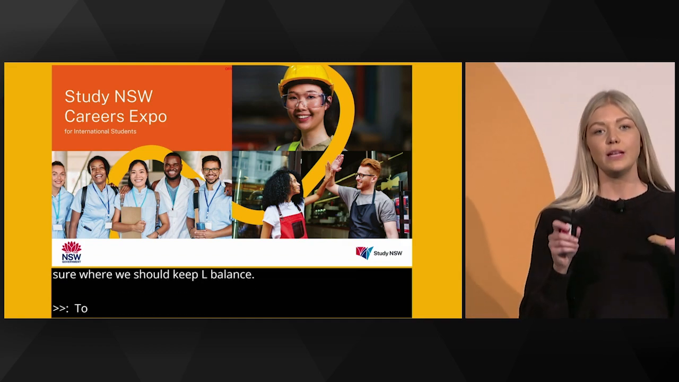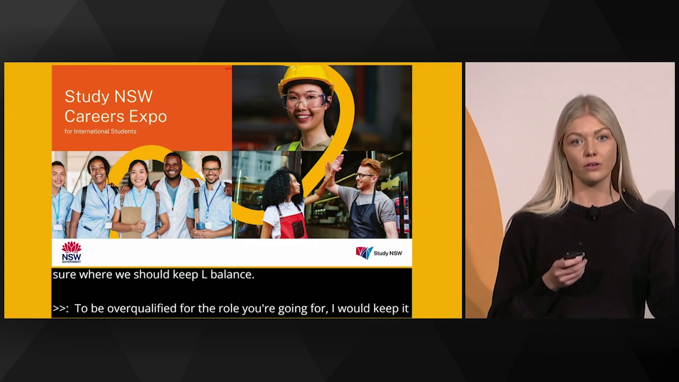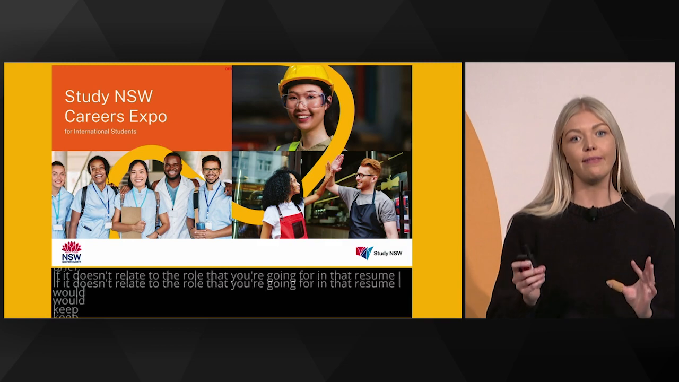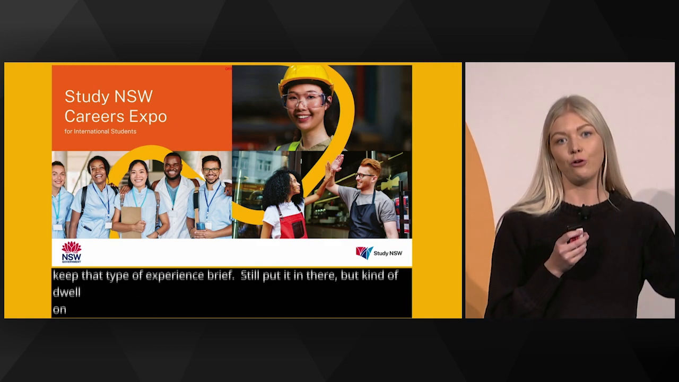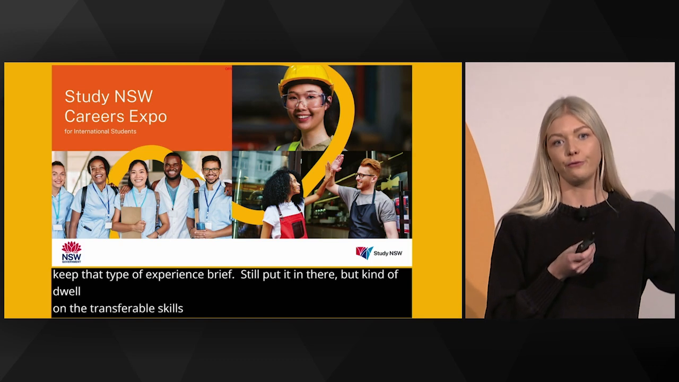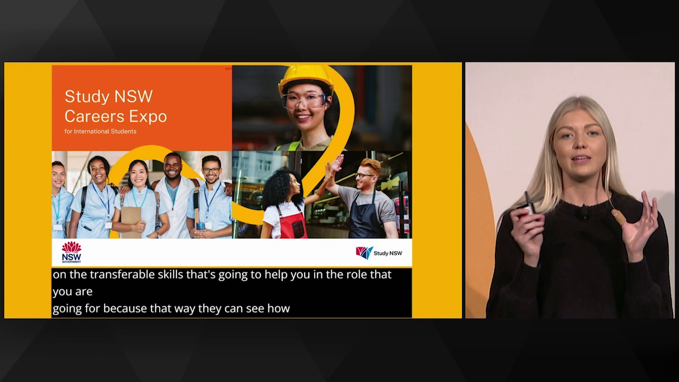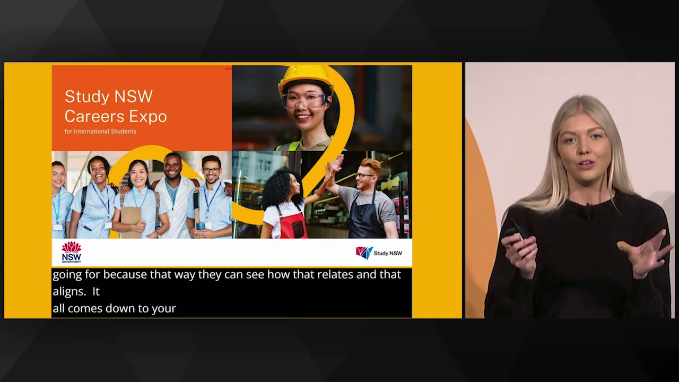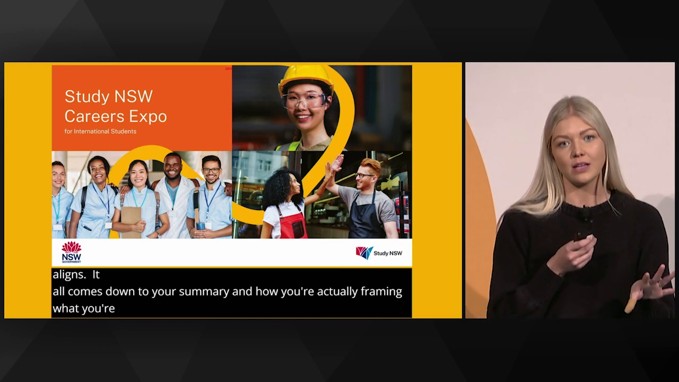So I would just keep it really brief. If it doesn't really relate to the role that you're going for in that resume, I would keep that type of experience brief, still put it in there, but dwell on the transferable skills that are going to help you in the role that you are going for, because that way they can see how that relates and aligns. And it all comes down to your summary and how you're framing what you're enthusiastic about now, what you're going for now, and what your passions are now.